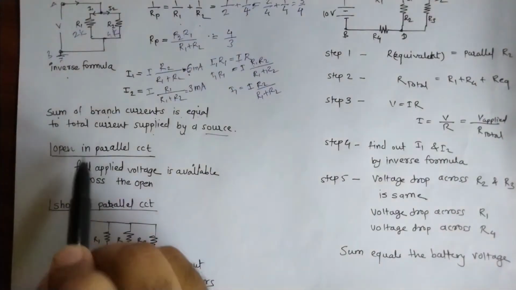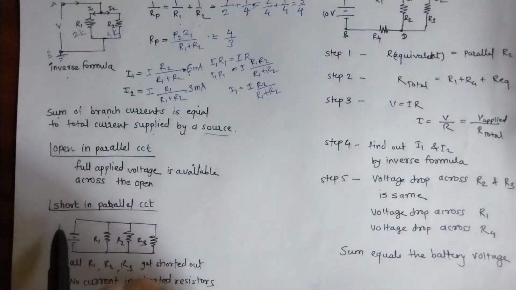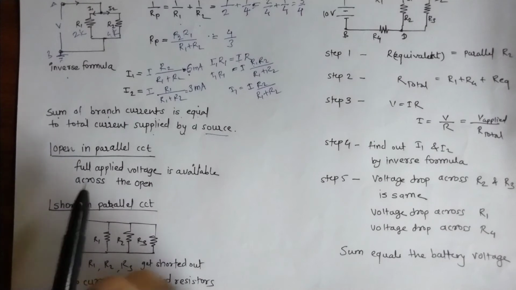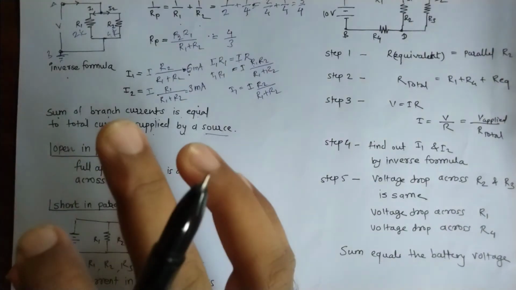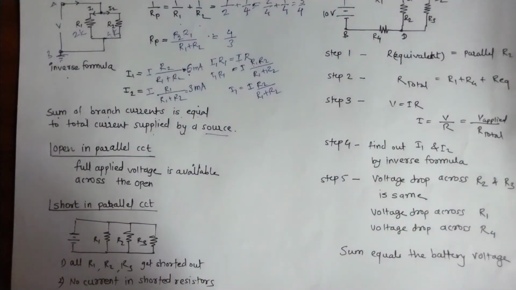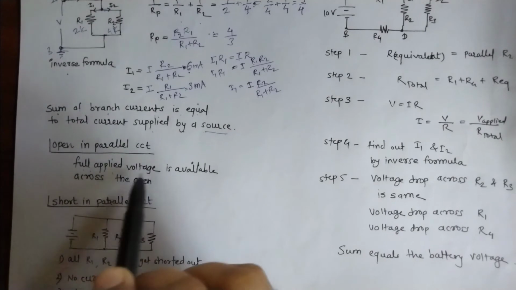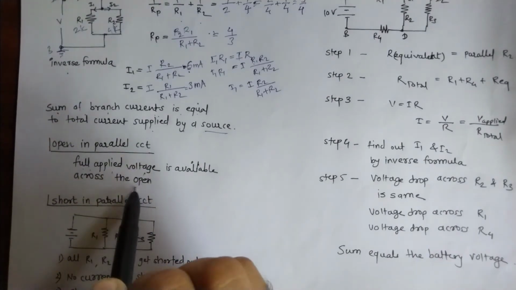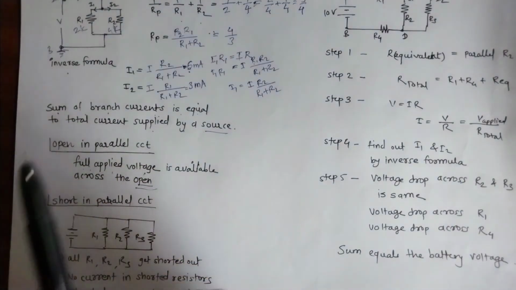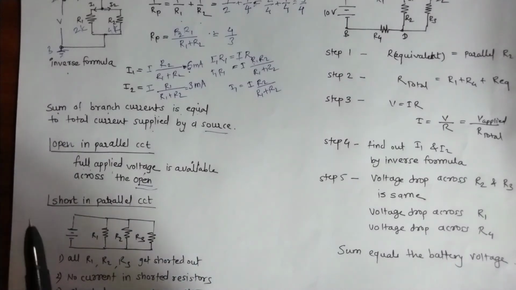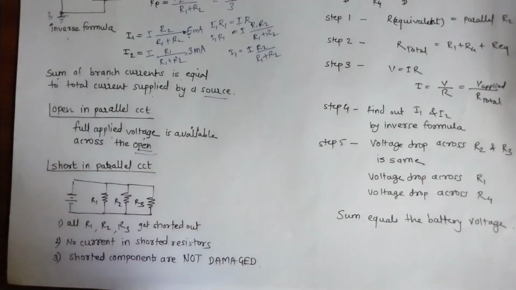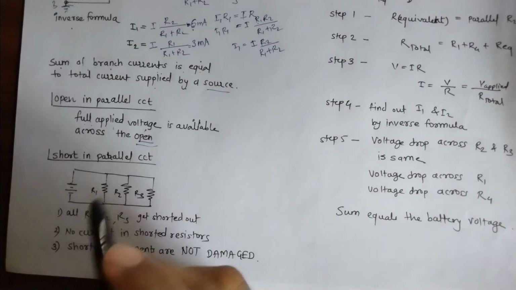Next, open in a parallel circuit. Similarly, as we have seen earlier, open means there is a break in the circuit. So anywhere in the circuit we may find a break, then we can say the full applied voltage is available across the open. Similarly, we have seen in the series circuit also. So next we will move to short in the parallel circuit.